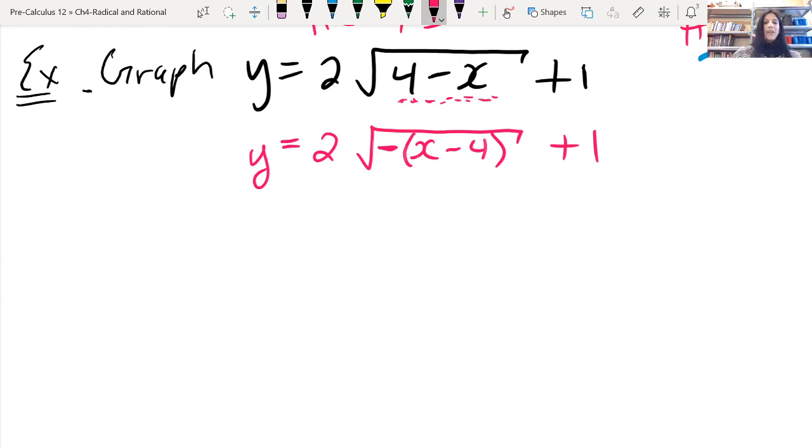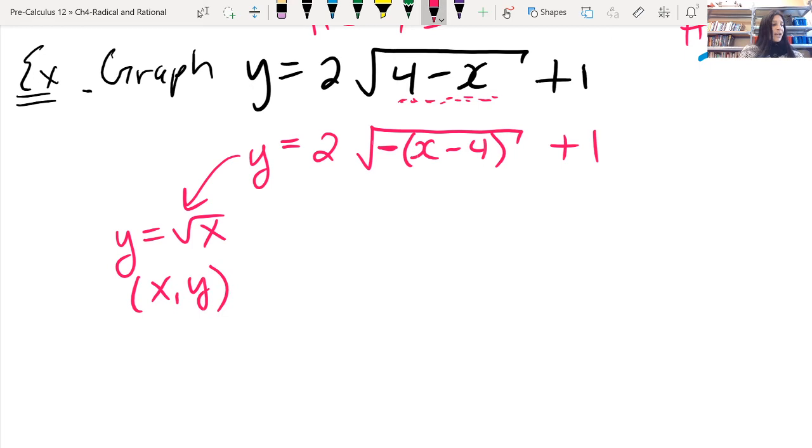My next thing that I like to do, especially when it's complicated and there's a lot of stuff going on, I like to go back to the basics. So I like to look at this and compare it to just a basic graph, which would be y equals root x. And in y equals root x, I'd have the points x, y.